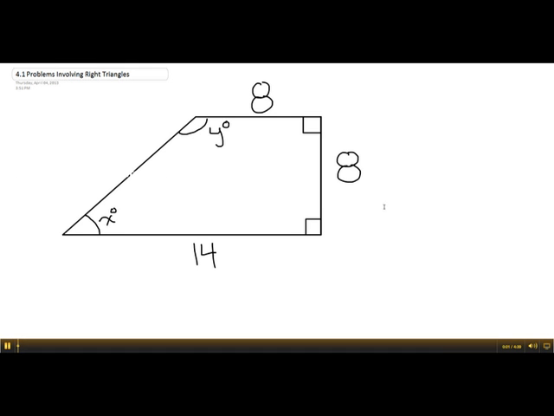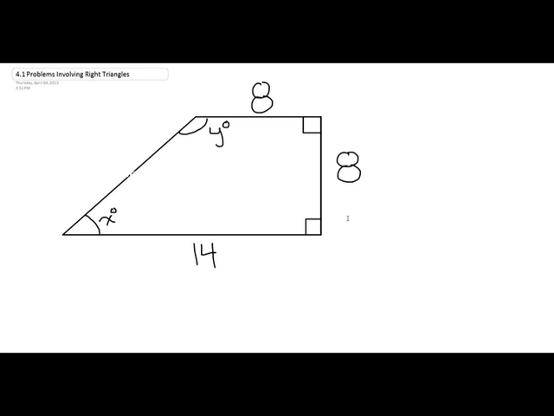Hi students, and we're going to be taking a look at problems involving right triangles. So this is an interesting problem to look at first because notice that there's no right triangle that we see right away. Instead, we have a right trapezoid. So let's see what we have.